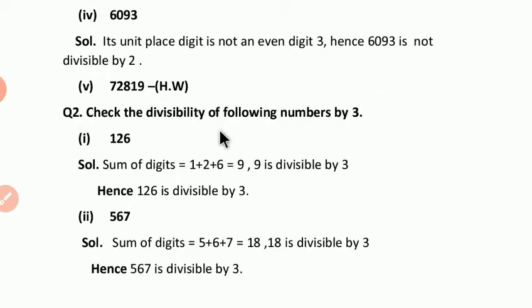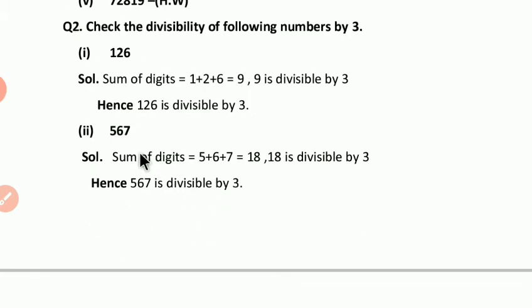Question number 2. Check the divisibility of the following numbers by 3. We know how to find whether the number is divisible by 3 or not. First we have to find its sum of digits. Sum of digits means 1 plus 2 plus 6. Now add all these. 6 plus 2 is 8, 8 plus 1 is 9. Now we have to see whether 9 is divisible by 3 or not. So 9 is divisible by 3. Hence 126 is also divisible by 3.